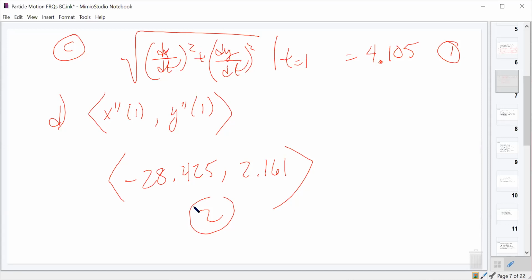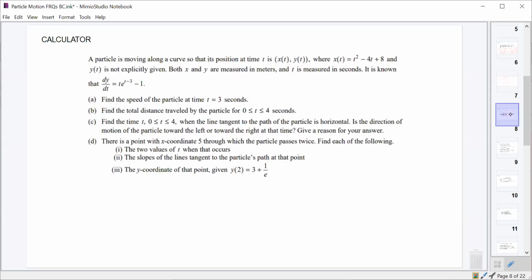Feeling pretty good about particle motion problems on the AP test? Should be pretty straightforward. Yeah. This is the last one I asked you guys to do. Do we need to go over this one? What? We'll just go through it all. It's fine.